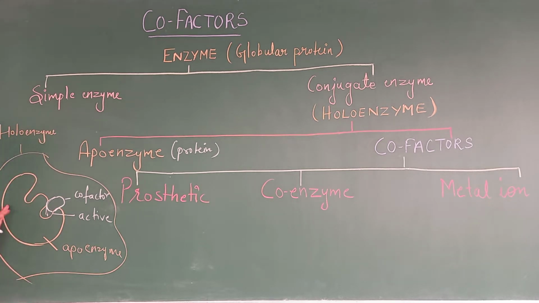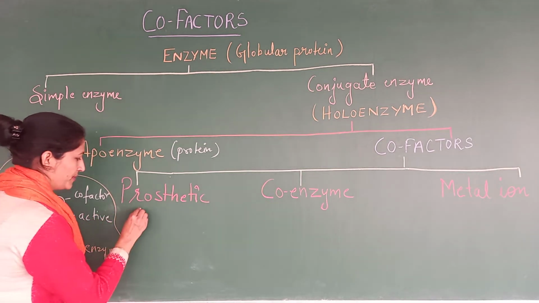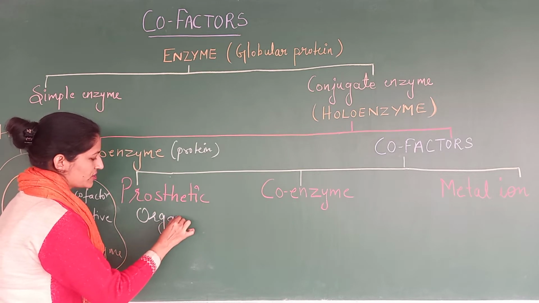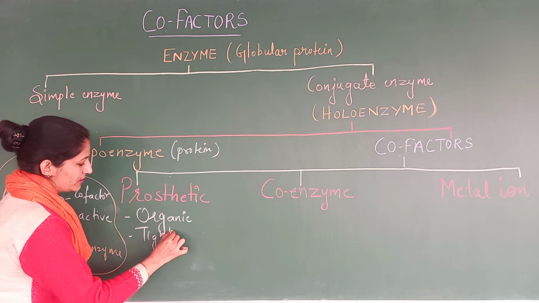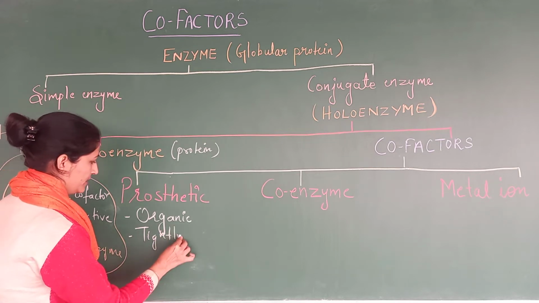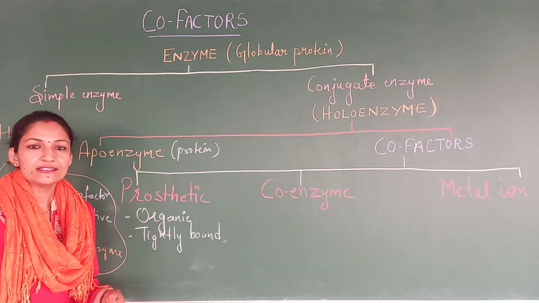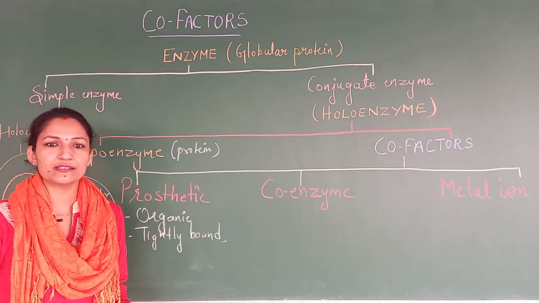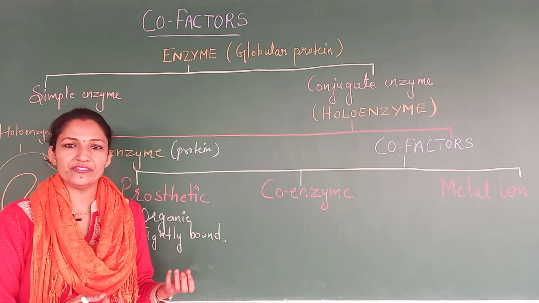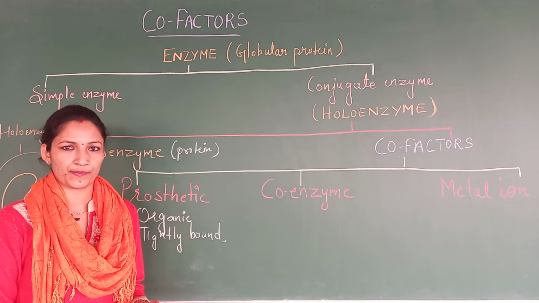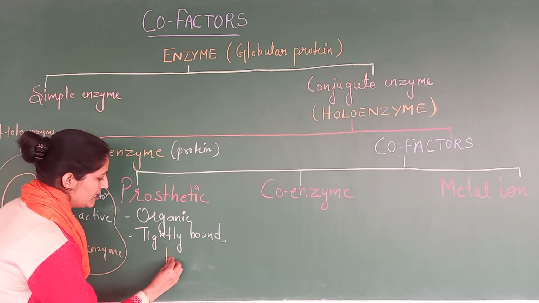Fine. Now let's talk about the prosthetic group. This prosthetic group is organic in nature, tightly bound to the enzyme, and it is permanently attached. It means this always remains with the enzyme even after the completion of the reaction. That will remain attached. Example of this is heme.